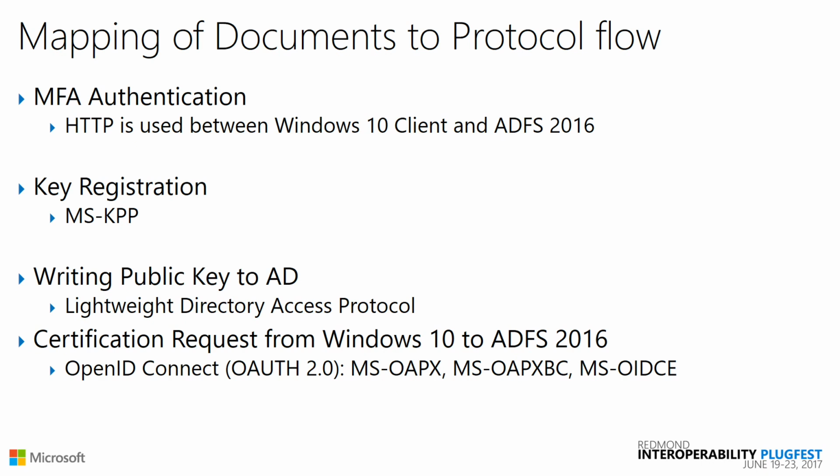MFA authentication. If you look at my slide, the first thing that happens is that your Windows client communicates with ADFS key registration. That is just basically a web page. It's just HTML. Okay, so HTTP is used between the Windows 10 client and ADFS 2016 for that purpose. ADFS on the backend talks using the adapter to the MFA server, does the authentication, and then sends back the claim. For key registration, the document to consult is MSKPP.